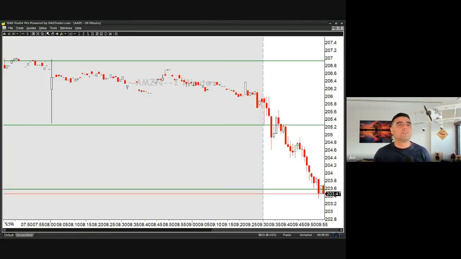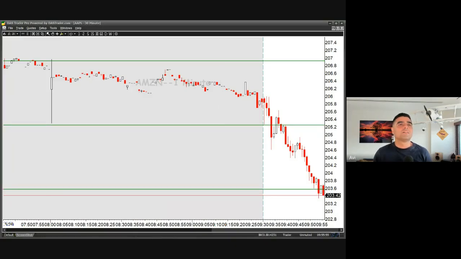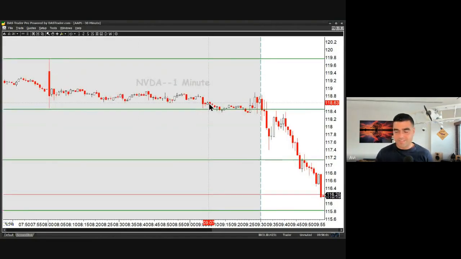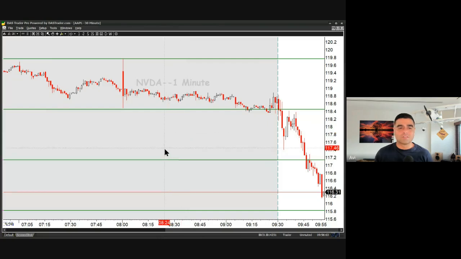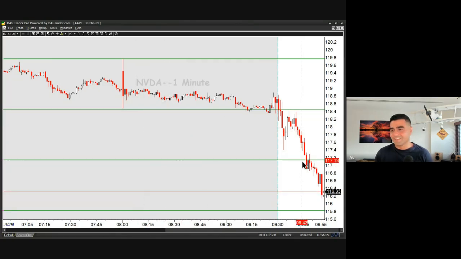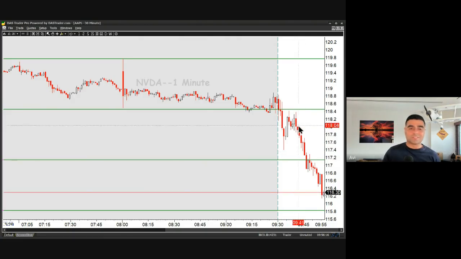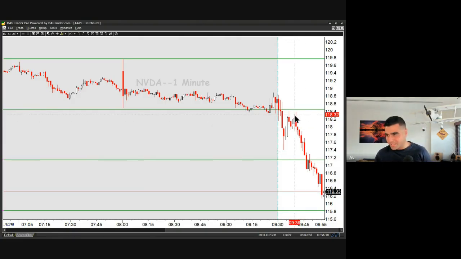NVIDIA is unbelievably weak. All that AI buzz and all that nonsense. What happened? You guys call yourself investors and hold it for a month? That's not investing, man. 1 minute perspective, a near perfect setup. ORB breakout, retest, go down, fractal pattern plan B sort of thing from a year ago. I don't really trade that anymore.